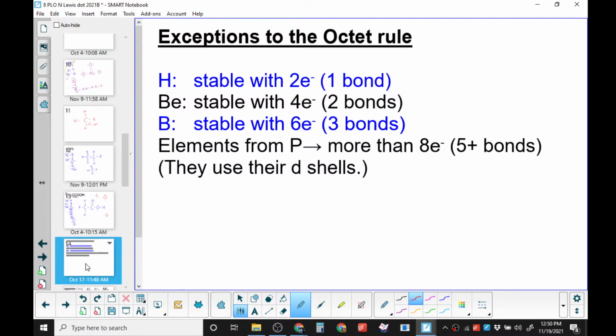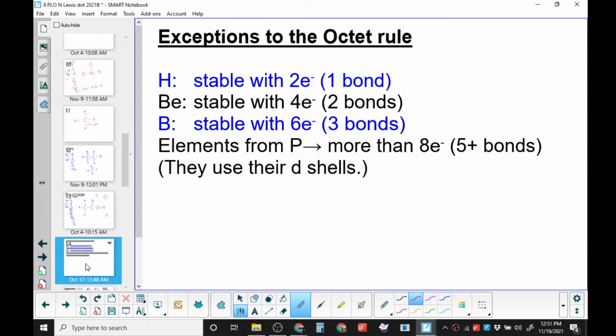You know hydrogen. So there's only 2 more. It's beryllium and boron. Beryllium is happy with 4 electrons, so that's like up to 2 bonds. And this means that's bonds and lone pairs. So beryllium could have 1 bond and 1 lone pair. That's fine too. It's just a maximum of 4 electrons. Beryllium and boron are here.